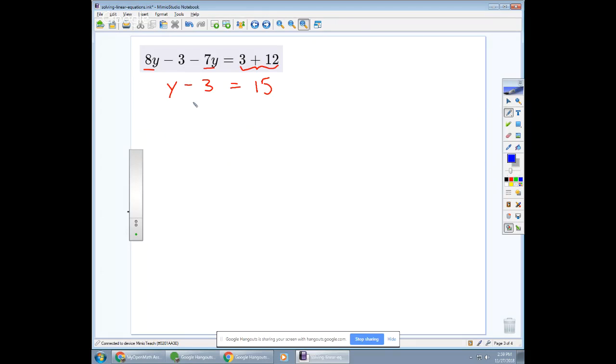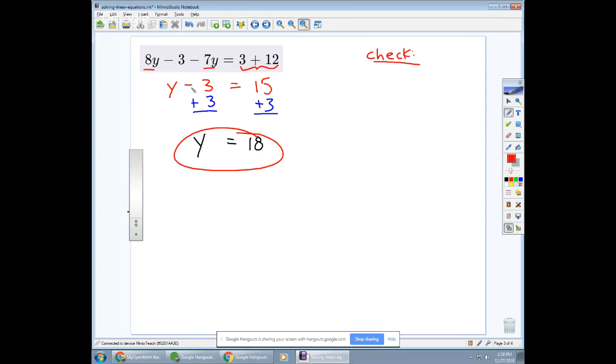So then I'm going to add a 3 on each side. And so y minus 3 plus 3 would be y plus 0, or just y. And 15 and 3 is 18. So I believe 18 is what makes this equation true, but we should check to make sure.